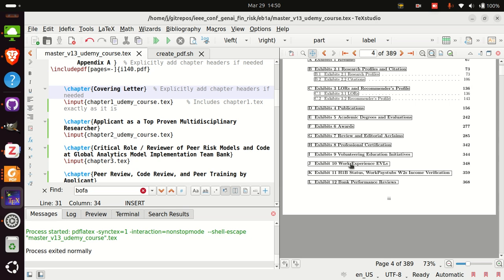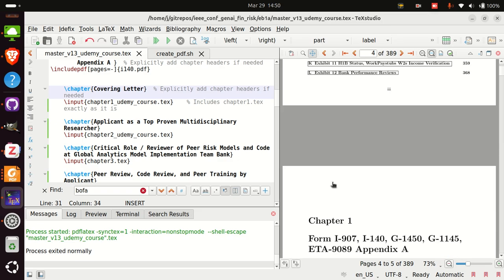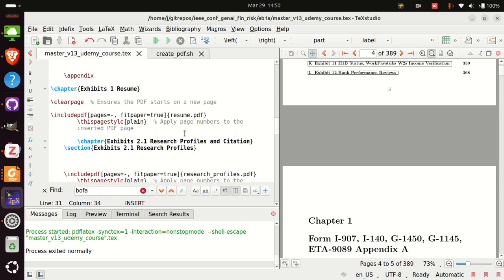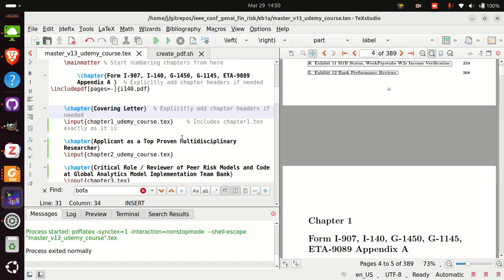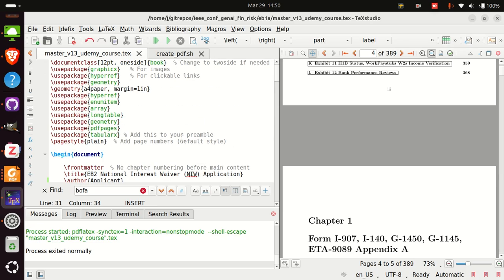You want to get a detailed work experience EVL on what you are working on and your skill justification. Then you have your current status information, your current pay stubs, W2, and your income verification if you want to point out that you are well paid. And then you have your performance reviews. So all of this becomes around 400 pages of your EB2 NIW application. So this is how you would compile your file, make a big file, and then send it.